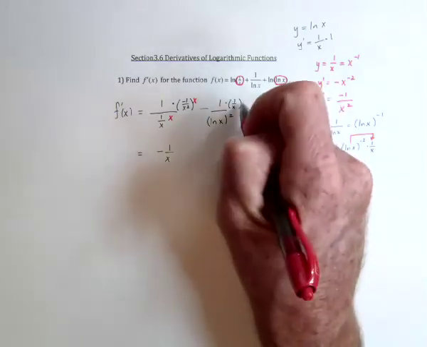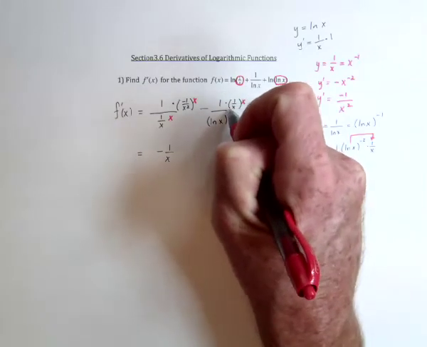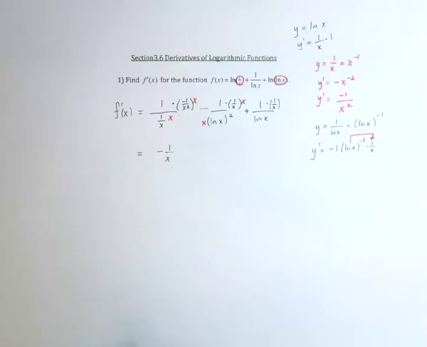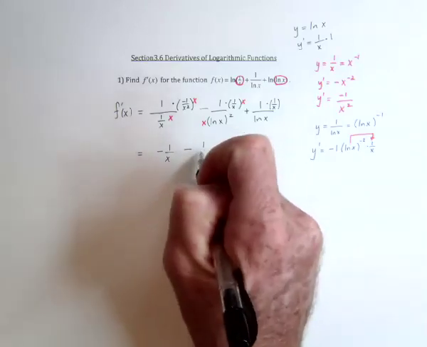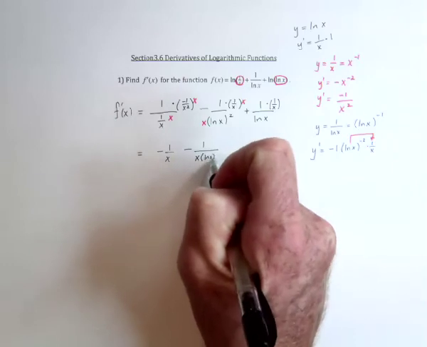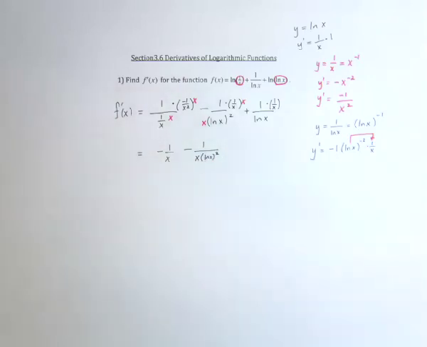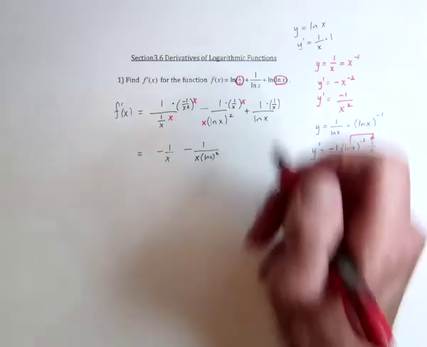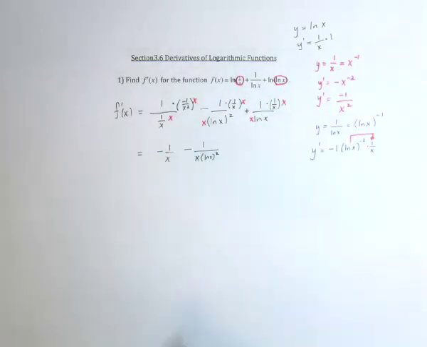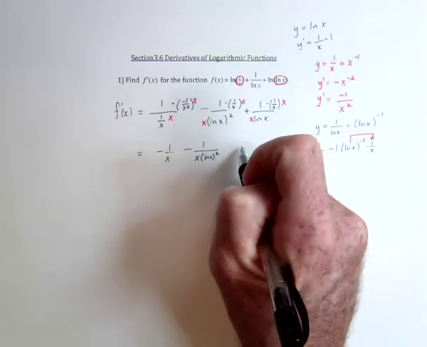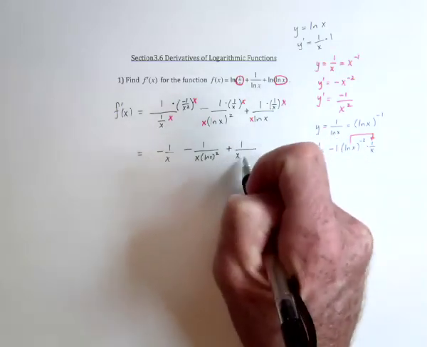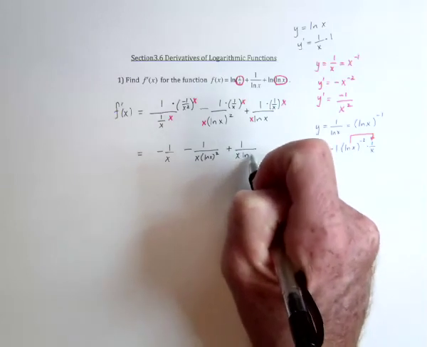Over here, I can multiply by x so that these can cancel, but I have to do the same thing on the denominator. So it's going to leave minus a 1 on top, and x times the natural log of x, squared. And then almost the same thing on this last one. Multiply by x and multiply by x. So it's going to be a positive 1 over x and natural log of x.